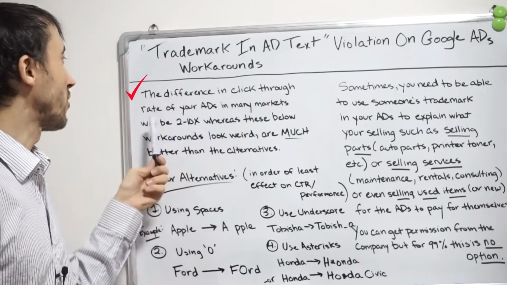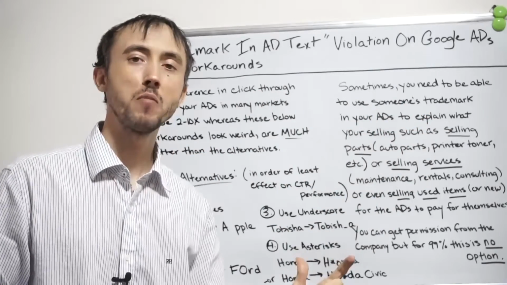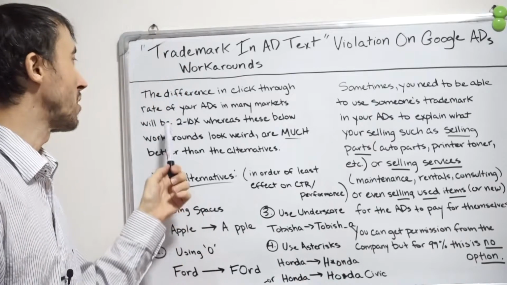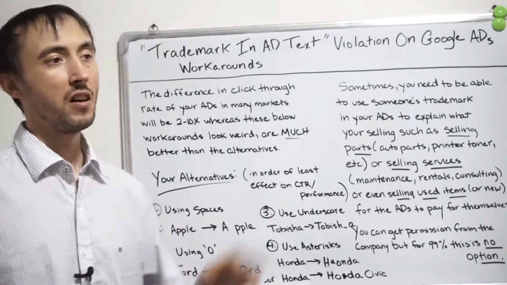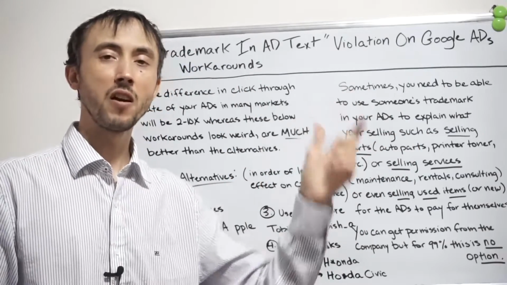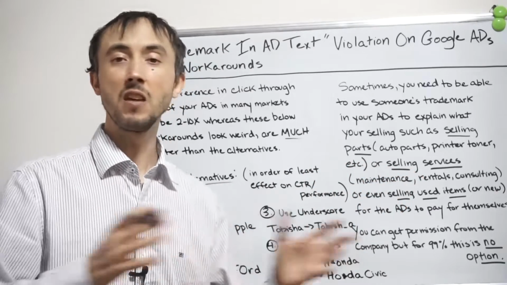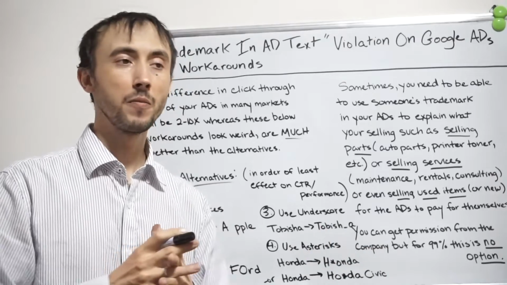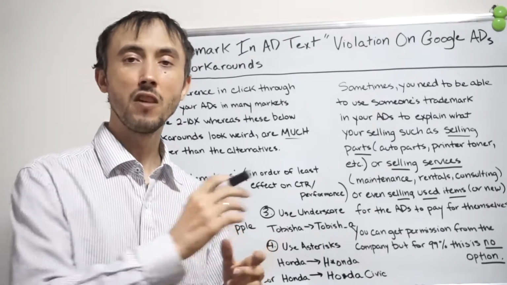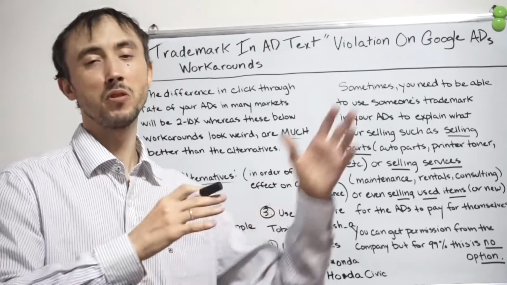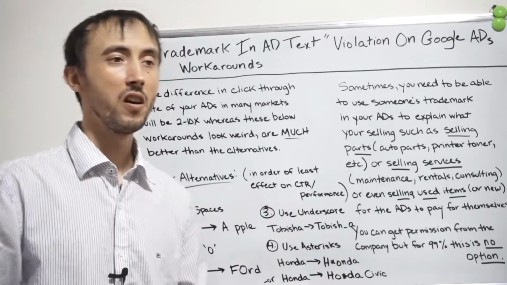The difference in click-through rate of your ads in many markets between having the trademark in the ad and not having the trademark at all will literally be 2 to 10x. So if you have a click-through rate of 3% with the trademark, you're probably going to get something like a 0.8% click-through rate if you don't have any instance or resemblance or any part of that trademark in your ad, because people will simply pass your ad up. They won't know what you're offering is what they were actually searching for.